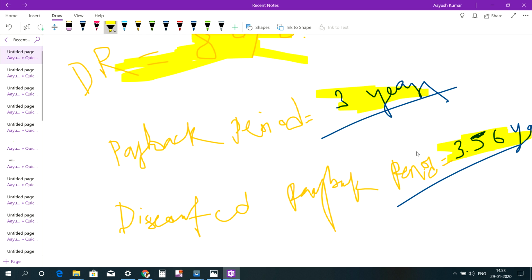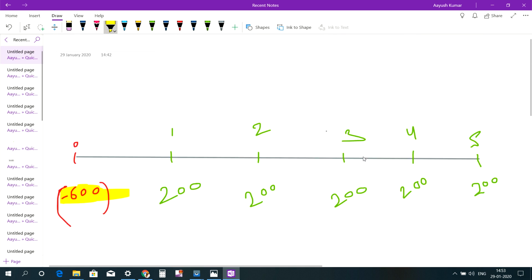In the future I will be giving you such tricks to calculate the discounted payback period of uneven cash flows also, which has uneven cash flows in the future. I will make videos on such questions and sums also.